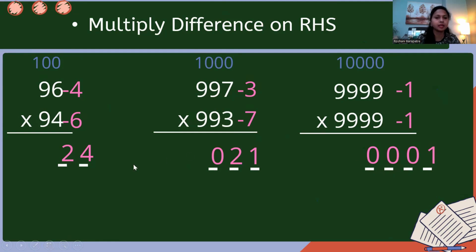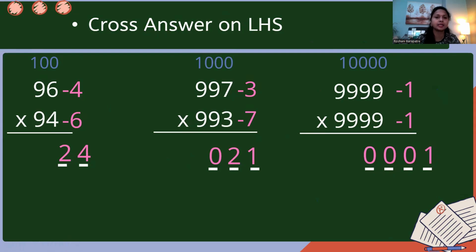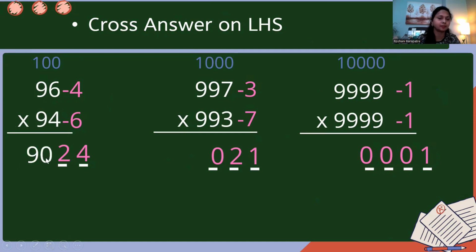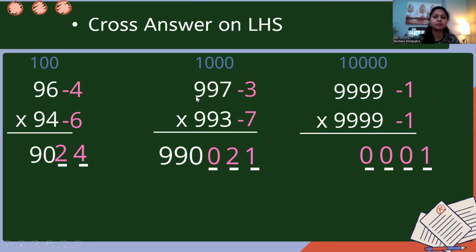Okay. Now next step. In the next step, cross answer on LHS. It means we need to do the cross calculation. Here 96 minus 6 is 90. That we will write as the cross answer on this left hand side. 96 minus 6, 90. Here 997 minus 7, so we will get 990 on the LHS. That is the left hand side of the answer.